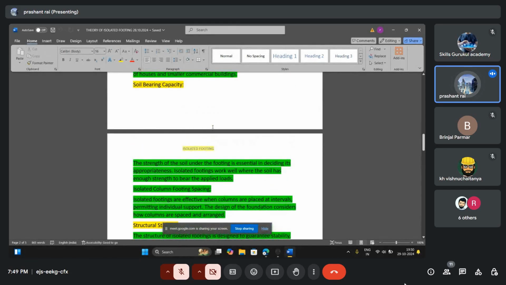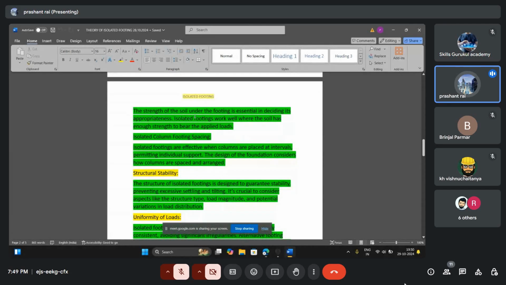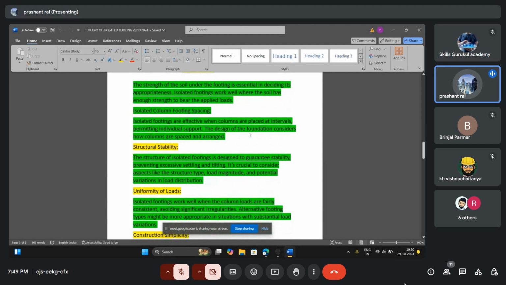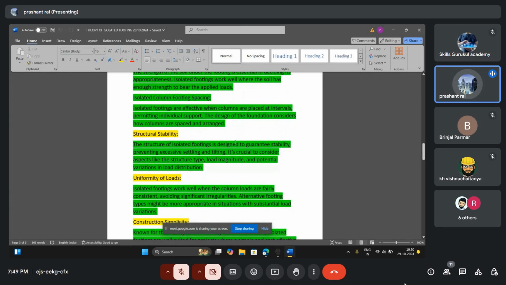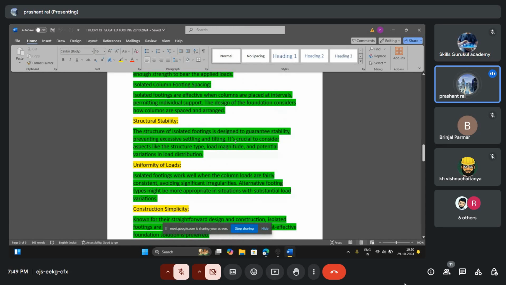So we are discussing soil bearing capacity. The strength of the soil under the footing is essential in deciding its suitability. Isolated footings work well where the soil has enough strength to bear the applied load. Next, isolated column footing spacing. Isolated footings are effective when columns are placed at intervals, permitting individual support. The design of a foundation considers how columns are spaced and arranged.